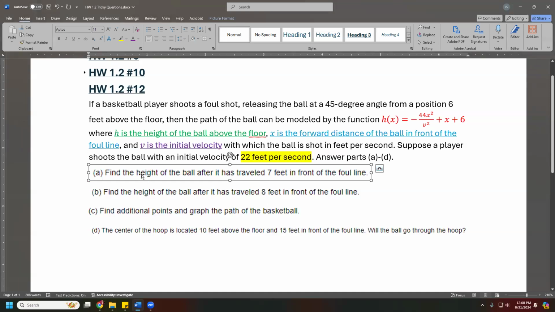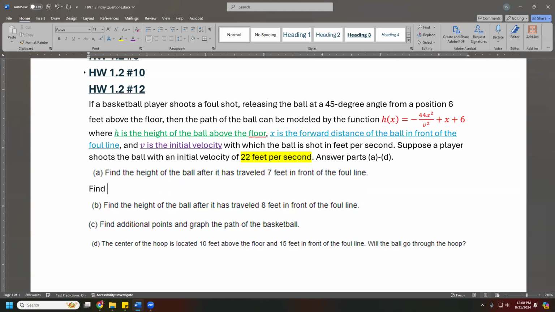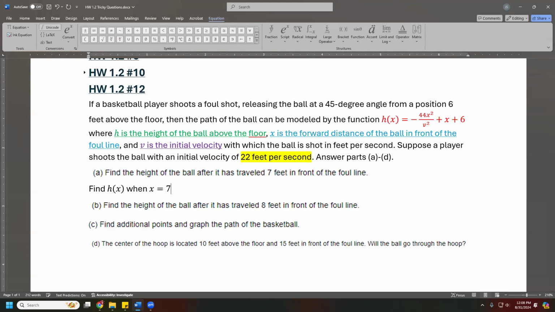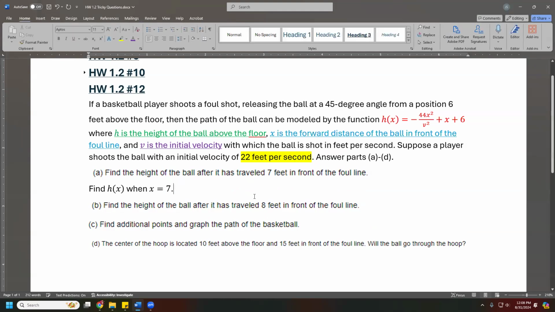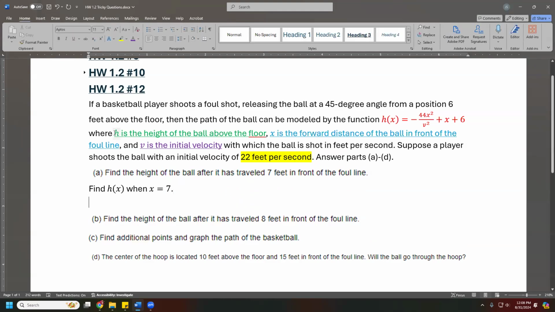So part A is saying find the height of the ball after it's traveled 7 feet in front of the foul line. Another way to translate this would be to find h of x when x is equal to 7. Now, how did I come up with that translation? I'm going back to what h represents. h is my height, and x is distance in front of the foul line.